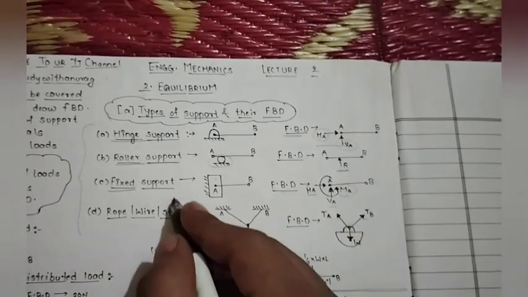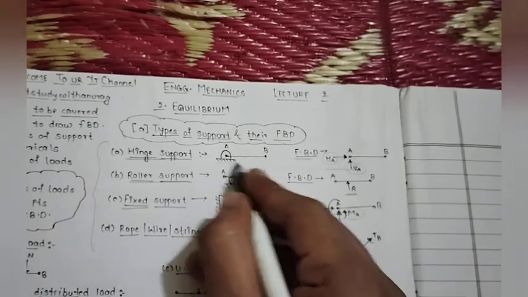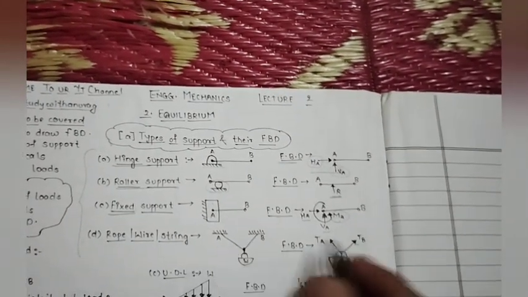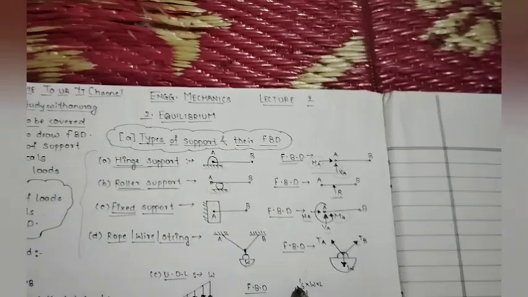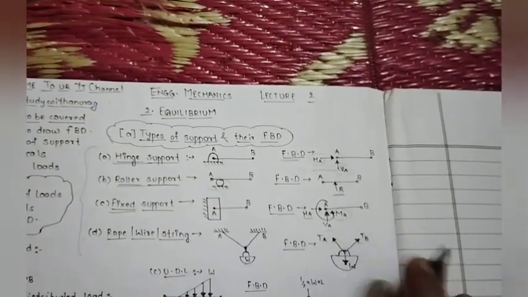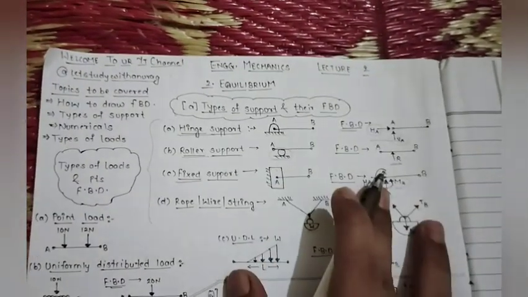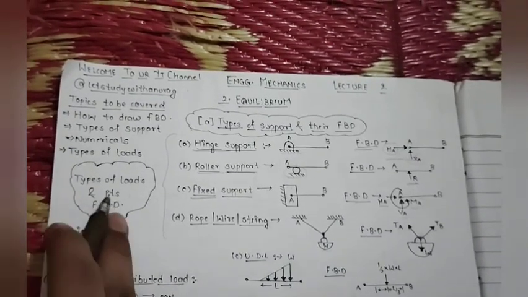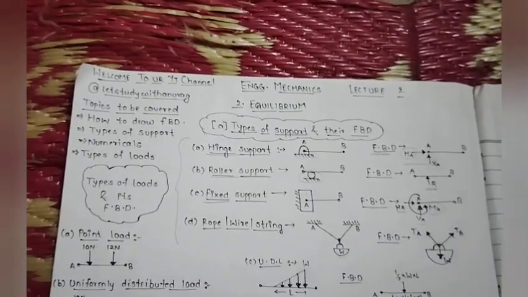This is because in the above supports, there are reactions, and a reaction is always towards the body, and in rope, wire, string, there is tensile force which is always away from the body. So here we have discussed types of supports and how to draw their FBD. After that, we have types of loads and also how to draw their FBD, which we are going to discuss here.